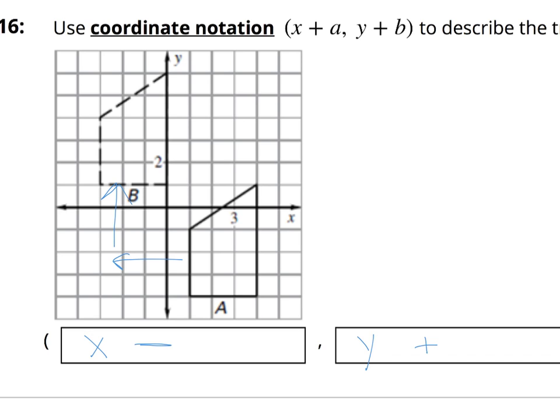Okay, so just choose a point. Let's say you choose this guy. Count how many units you go to the left. That's going to go for your x. How many units do you go up? That's going to count for your y. So if you're using this point, you're going to go from here to here and up to here, to that point. All right.